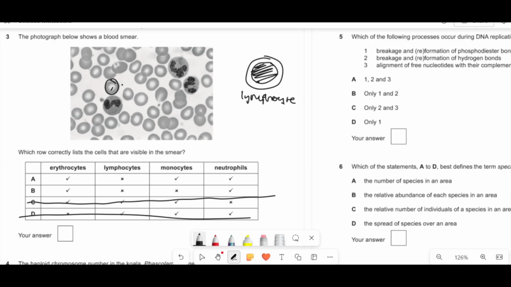Erythrocytes are red blood cells, which are indeed here. There's no lymphocytes in both. That's fine. But then there are neutrophils in both. We need to think about monocytes. Monocytes, remember, have these big fat nuclei that are just like this, and it kind of looks like a kidney bean almost. And there's none of those there. So monocytes are out, so it's B.